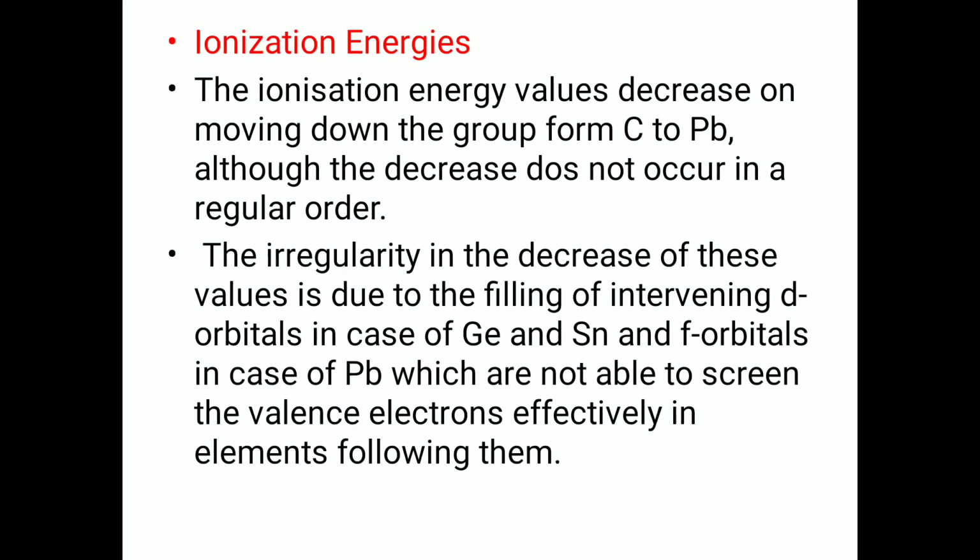Ionization energies. The ionization energy values decrease on moving down the group from carbon to lead, although the decrease does not occur in a regular order. The irregularity in the decrease of this value is due to the filling of intervening d orbitals in the case of germanium and tin and f orbitals in the case of lead, which are not able to screen the valence electrons effectively in elements following them.